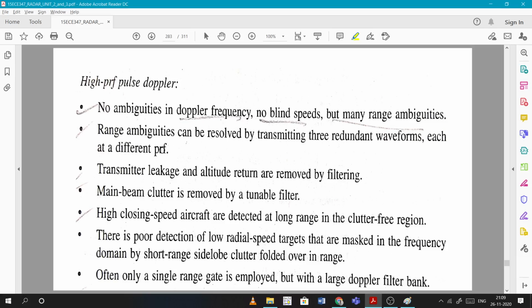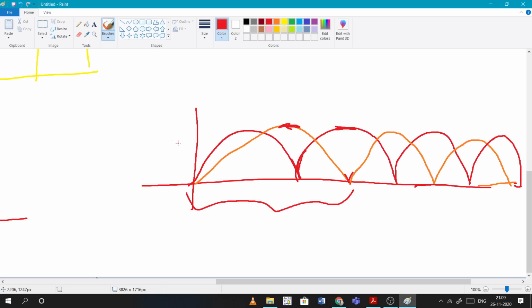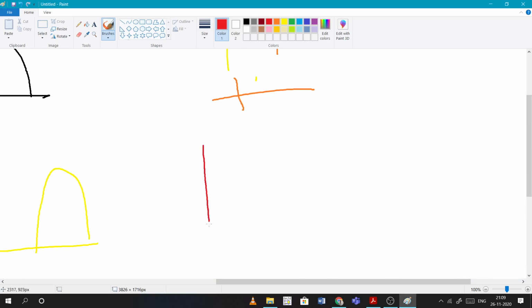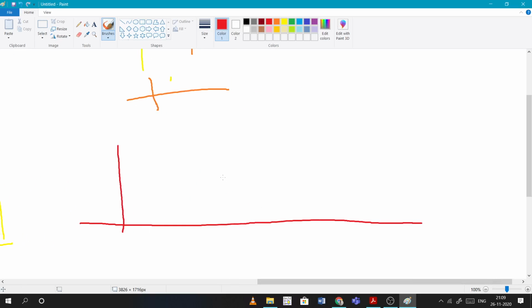So actually, this range ambiguities thing is different. It can also be seen when you watch my whole video. This is one of the topics where basically the unambiguous distance will not change even if you change the frequency. So that's the main concept there.